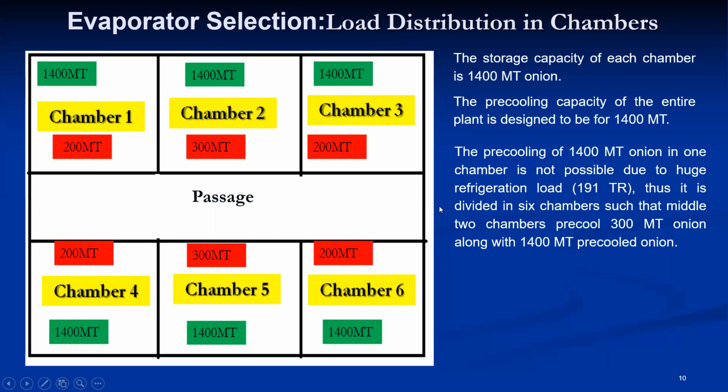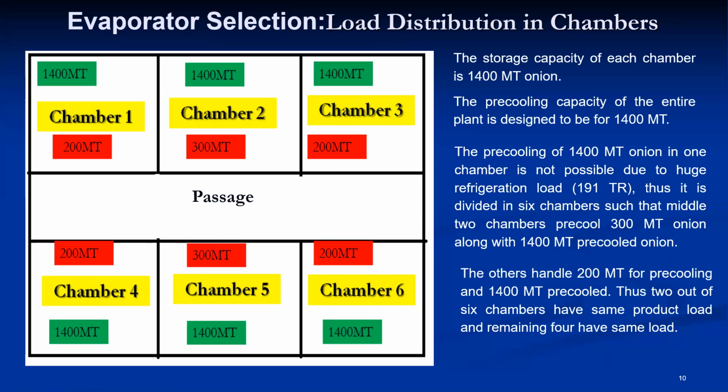So ultimately, 1400 means in 4 chambers, 200 each, it becomes 800, and in 2 chambers, 300 each, it becomes 600. So 800 plus 600, that is 1400 metric ton, that is pre-cooled. The other chambers handle 200 metric ton for pre-cooling. So 300 in the center, because the central chambers have less load.